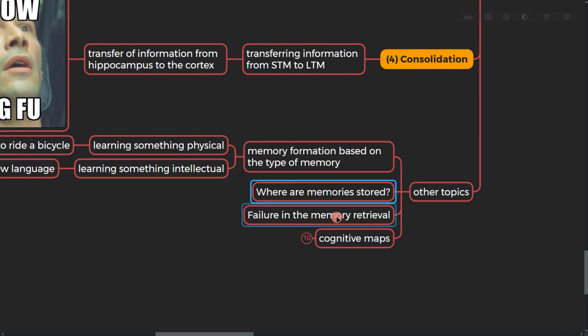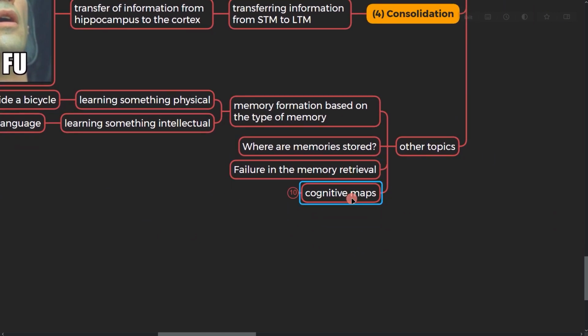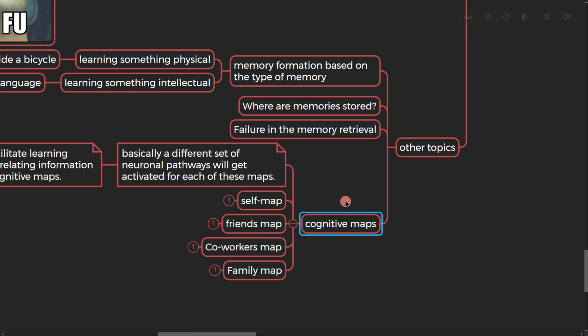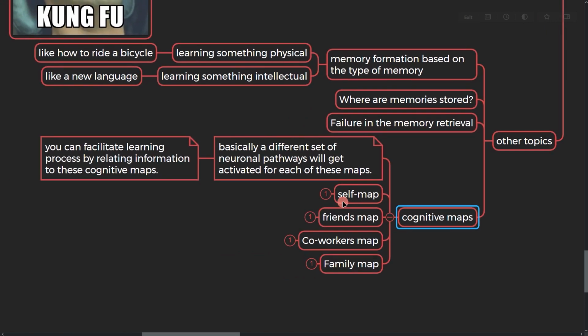Failure in memory retrieval. We also take a look at it in future videos. I'm just teasing you guys with what we're going to do in the future. And we also have something really cool. It's cognitive maps. Basically, a different set of neural pathways will get activated for each of these maps.